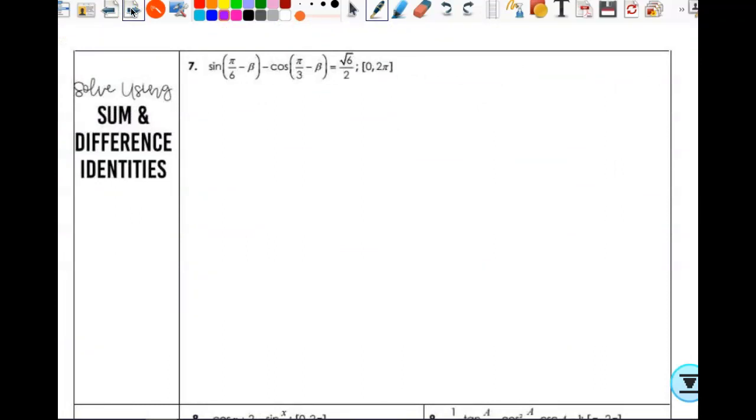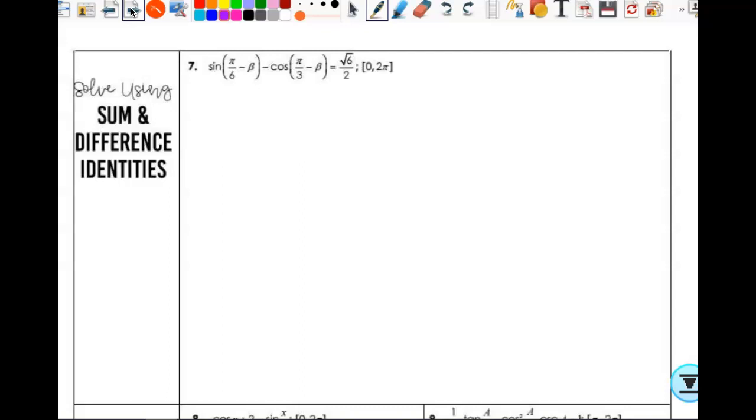So now we have sum and difference. Now when you look at what we have here, this sine of pi 6 minus beta and cosine of pi thirds minus beta, those also look very similar to your cofunction identities. But notice on the cofunctions, all of them are pi halves minus theta. Like pi halves is your only option when you use that cofunction identity.